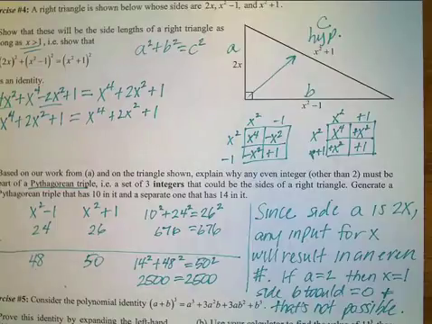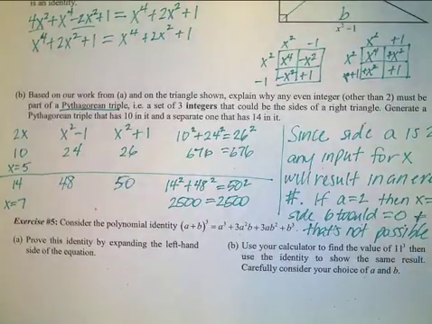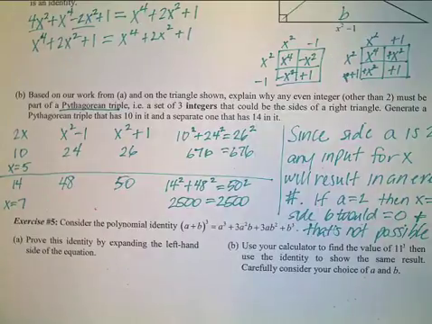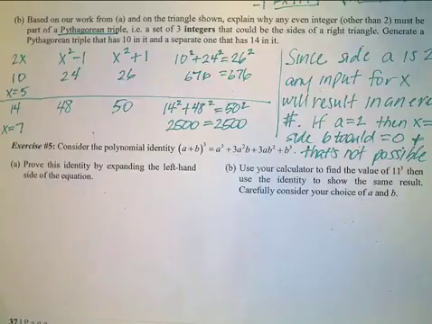All right. Last one. And again, this should not be totally unfamiliar to us. Maybe asking us to prove it is stretching our algebra a little bit, but we can do this. It's the last one. So consider the polynomial identity. There it is. Prove this identity by expanding the left-hand side of the equation, and then use our calculator to find the value of 11 to the third, and then use the identity to show the same result. Carefully consider your choices for A and B. All right. So why don't you pause the video and try this one on your own, and then start again when you are confident in your answers to check your work.